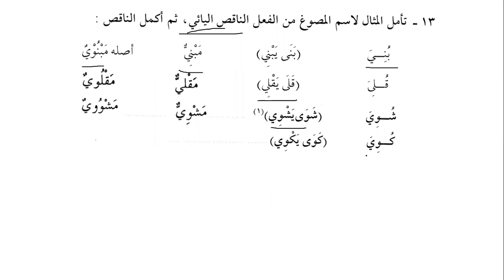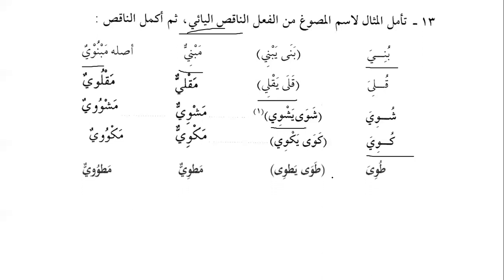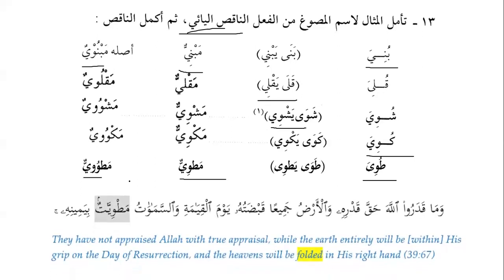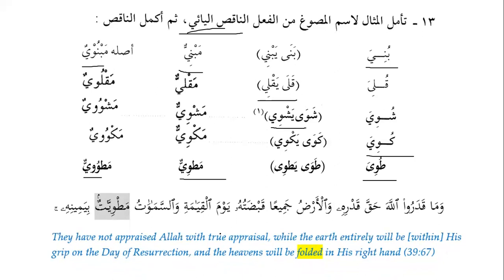Kawa yakwi, kuwiya, and Mabniyun on the pattern of this book, right? It will be, sorry? Makwiyun. Excellent, Makwiyun. And Asluhu Makwuyun. And then I have added one as well, Tawa yatwi, and from that we have Tuwiya, and from Tuwiya we have Matwiyun, folded, to fold something. And Asluhu Matwuyun. That's the reason why I added this, to bring a verse from the Quran.